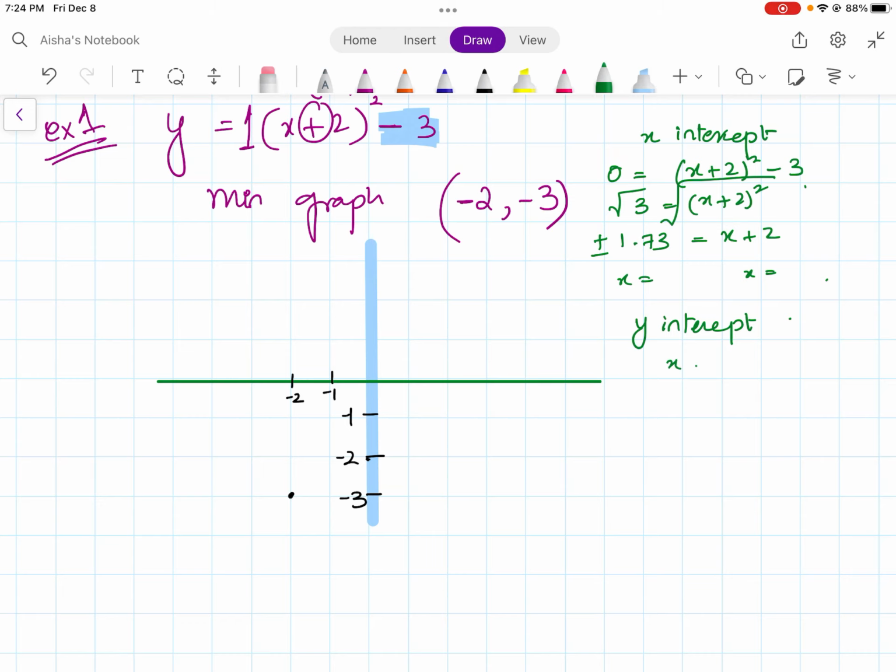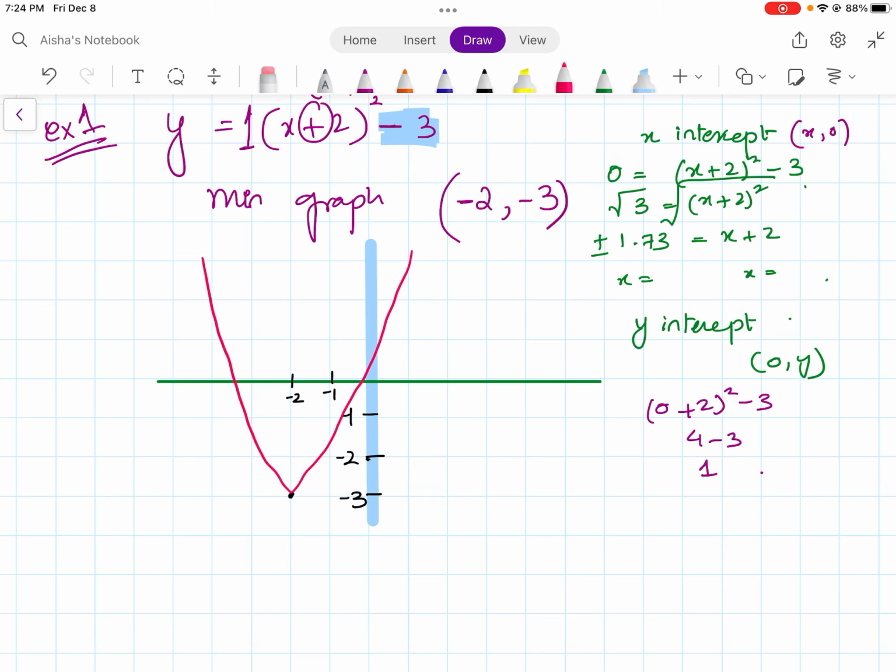For the y-intercept I will put x as 0, so the point is 0 comma y. So how do I find that out? I will input 0 plus 2 whole square minus 3. So 4 minus 3 is 1. Meaning that my graph will look like this, it will be a little curvy. And this value is going to be 1. Does that make sense?